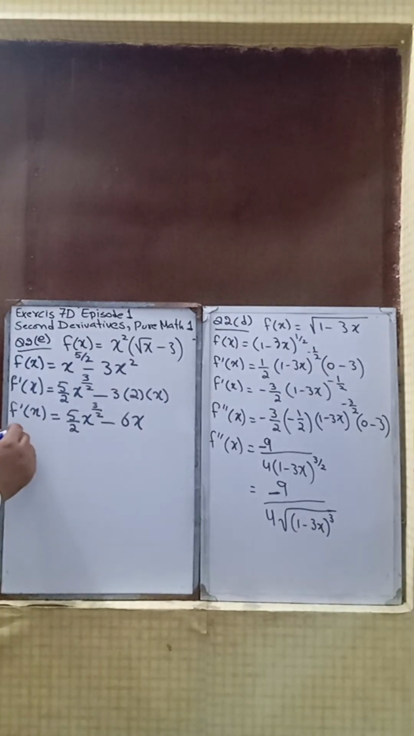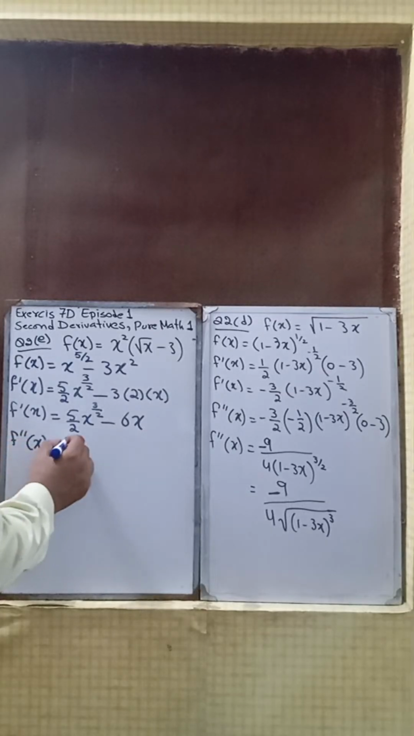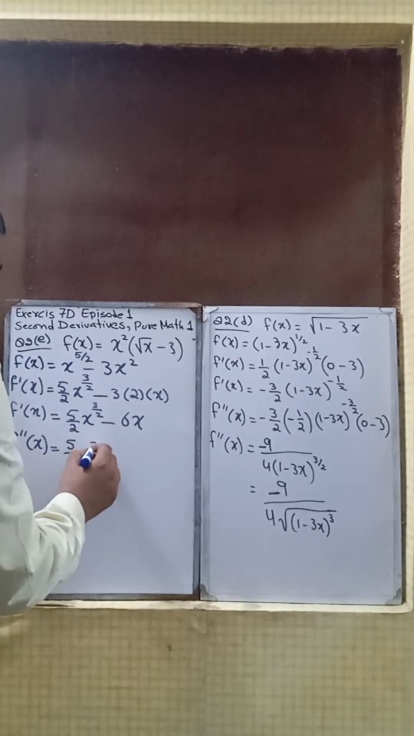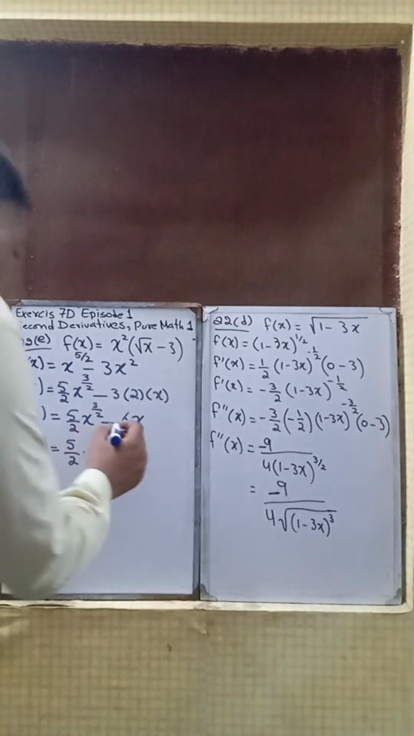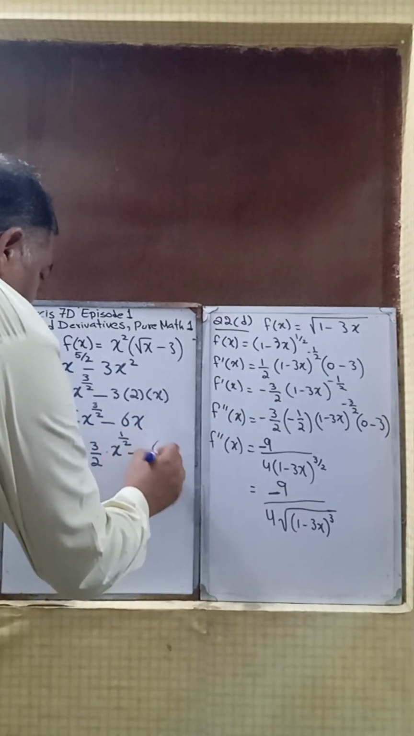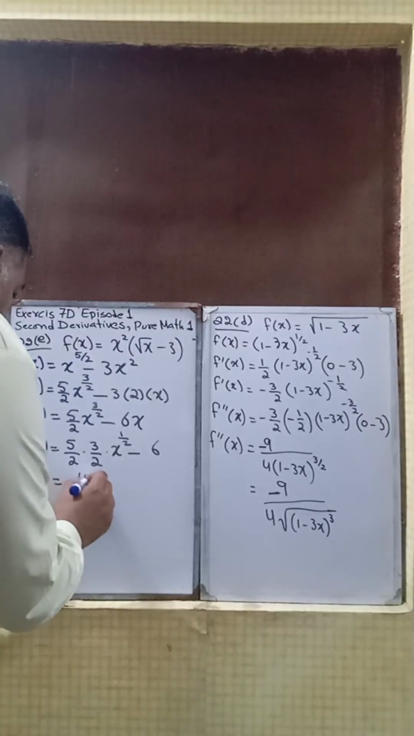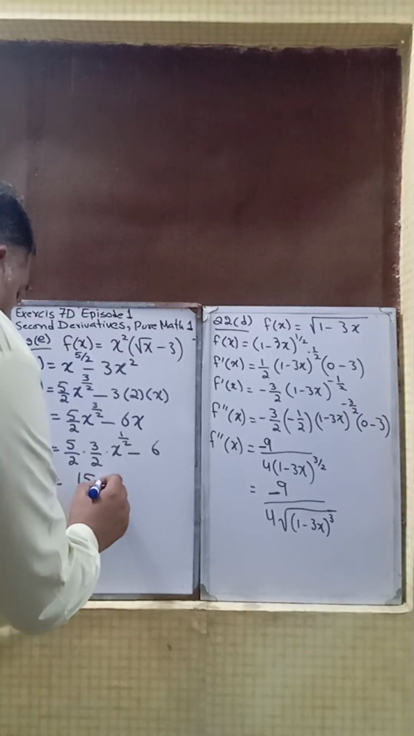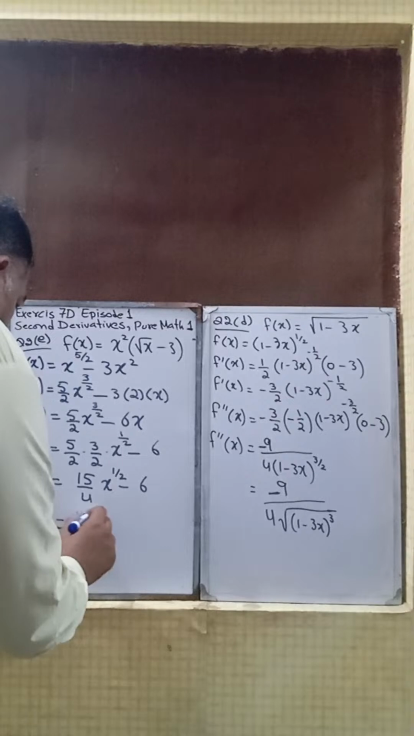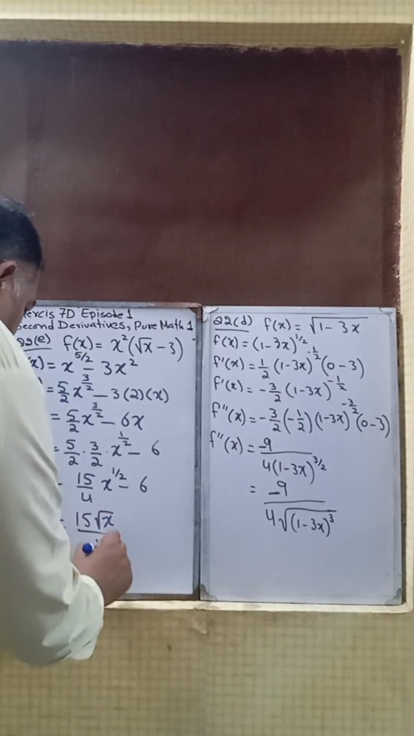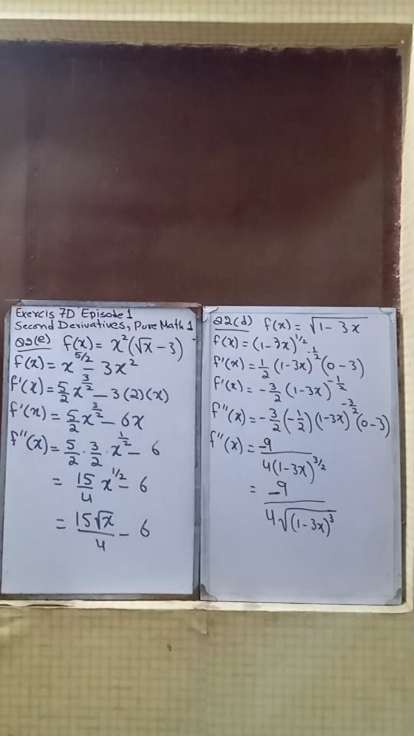So the second derivative will be 5 by 2 into 3 by 2 into x raised to power 3 by 2 minus 1, and that will be 1 by 2, minus 6, as the derivative of 6x is 6. So this becomes 15 divided by 4 into x raised to power 1 by 2 minus 6. I can write it like this: 15 under root x divided by 4 minus 6. So this is how you find the second derivative. 15 under root x divided by 4 minus 6 is the right answer. So this is how you do question number 2 and its E part.